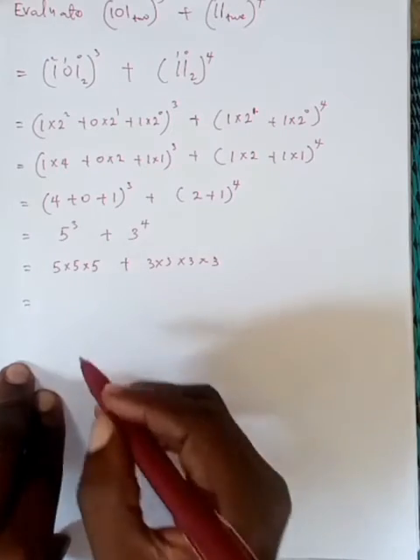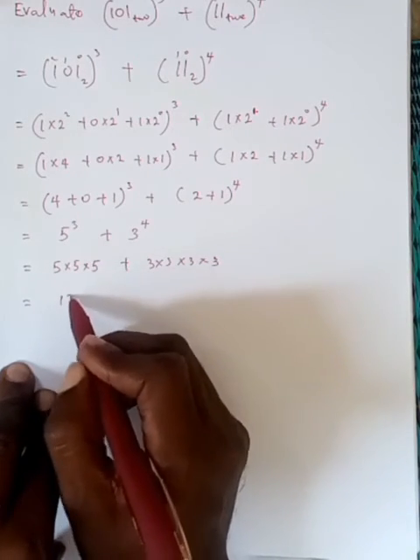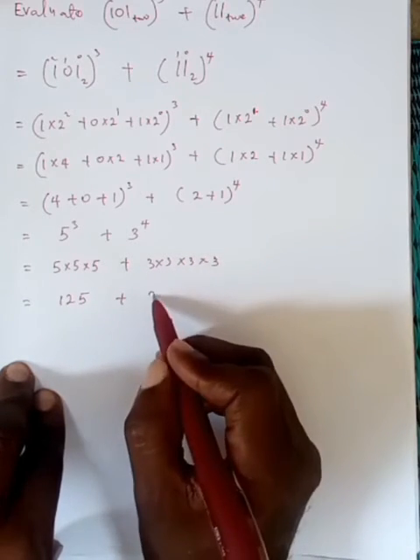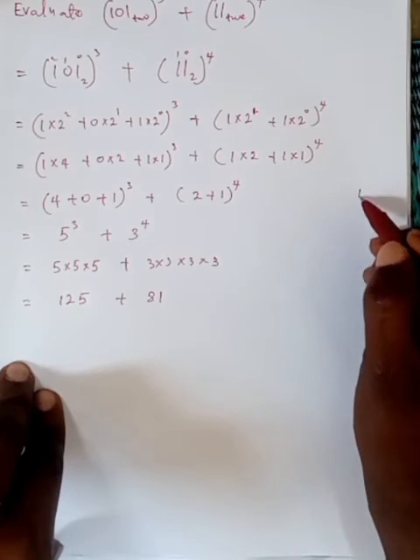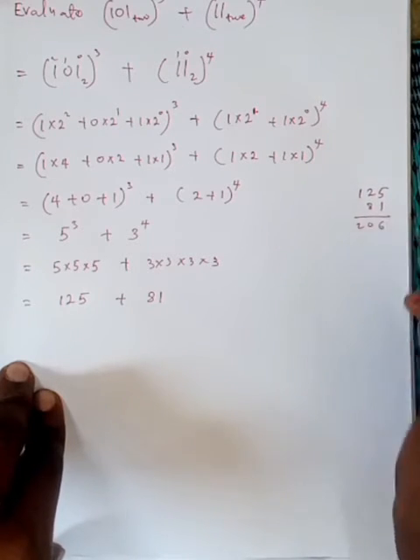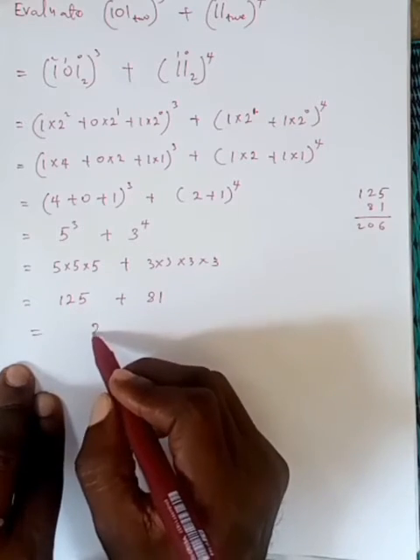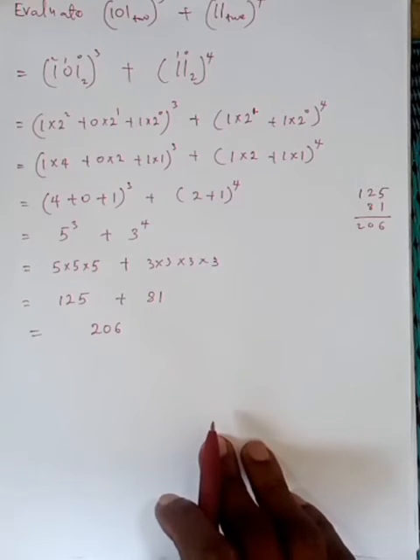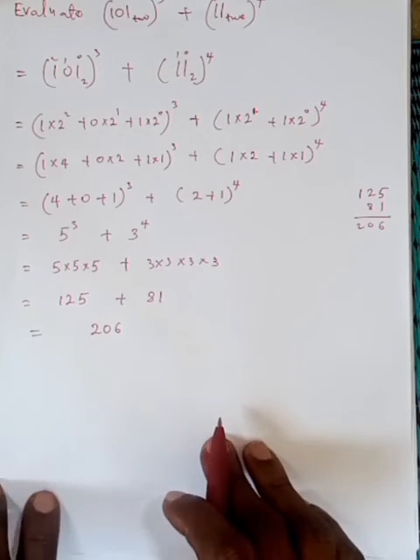When this multiplication is carried out, 5 times 5 times 5 gives 125, plus 3 times 3 times 3 times 3 gives 81, and the sum of 125 and 81 is 206. So we've done what we are expected to do here, but what now follows is that we want this result to be in base 2, except if it is stated otherwise.